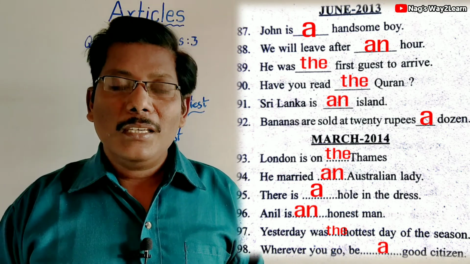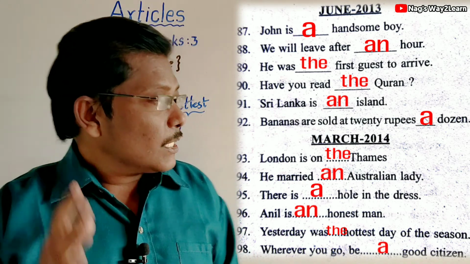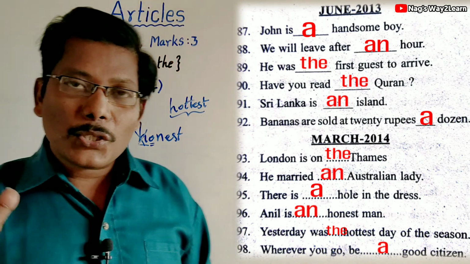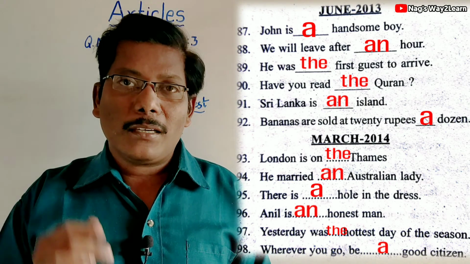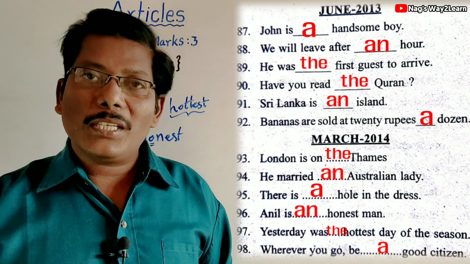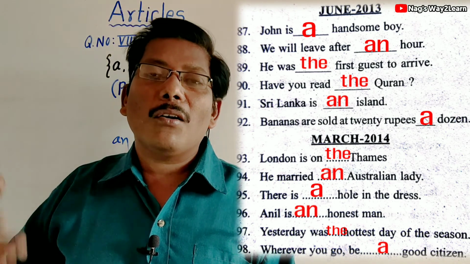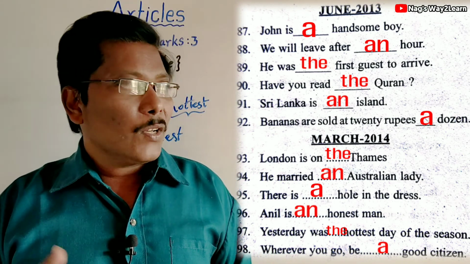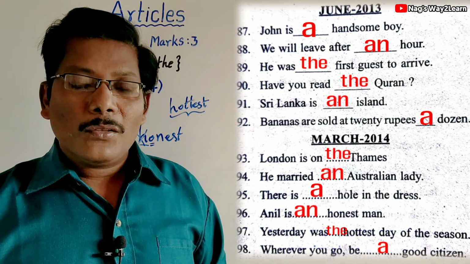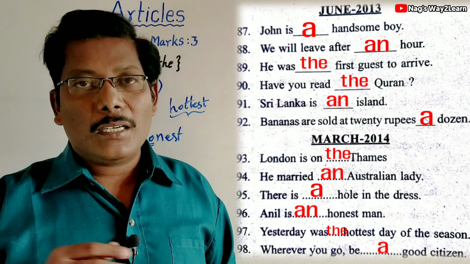So in this way, in our public examination, 6 sentences are given and each sentence contains one blank. We need to fill in the blank by using the articles a, an or the. For this we will get 3 marks. So this is the topic about articles.